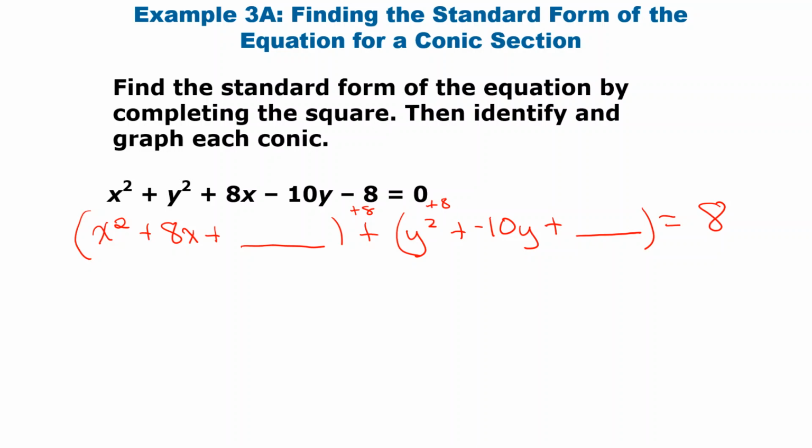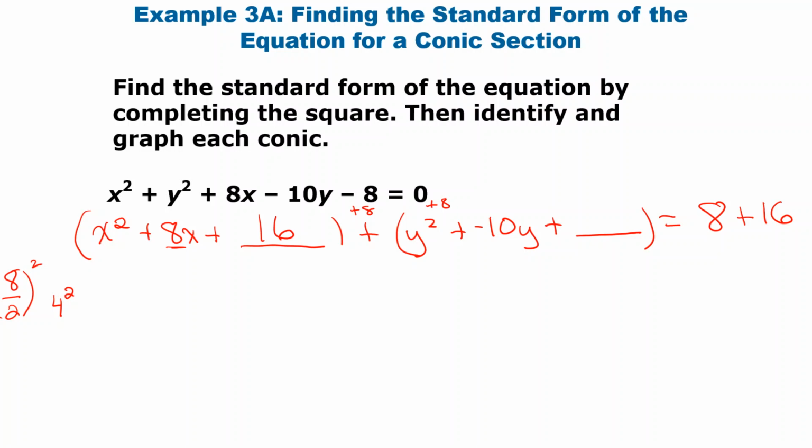So how do I complete the square? Remember, we're going to take this x, divide it by 2, and then we're going to square that. So 8 divided by 2 is 4. 4 squared is 16. All right, so if I add 16 here, I need to also add 16 on the other side to keep my equation balanced.